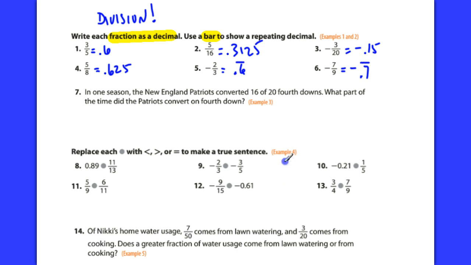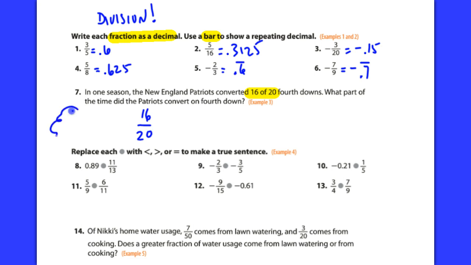All right, let's take a look at number 7 and see what it does. It says, in one season, the New England Patriots converted 16 of 20 fourth downs. What part of the time did the Patriots convert on fourth down? So they're basically asking you to divide that out and see what's the decimal value? How close did they get to 100%, which would be 1. 20 out of 20 would be 1, so they want to know 16 out of 20.